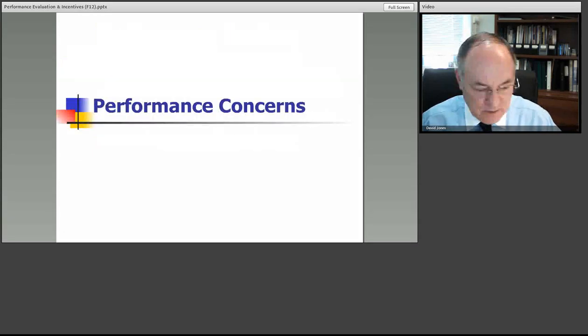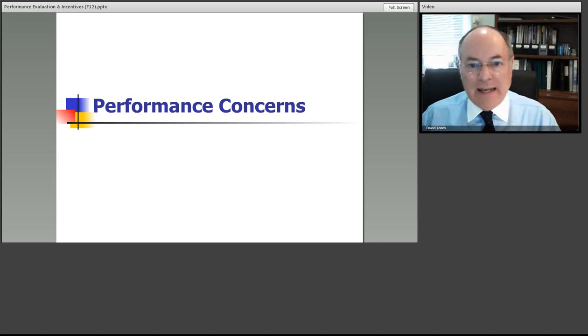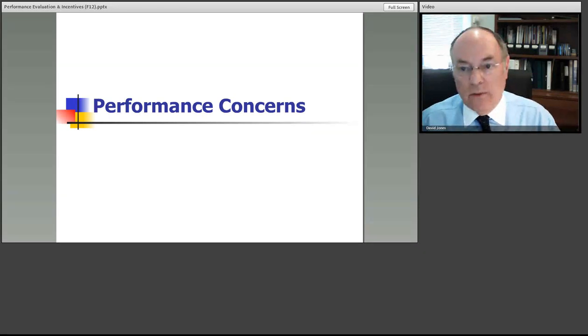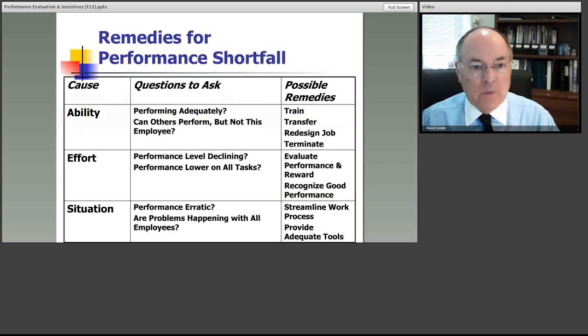So let's talk about some performance concerns. All right, now you've done the evaluation and things aren't going the way you expected them to in one way or another. So what do you do about it? Well, this little chart I think is a great one because it's a simplified method of saying what you do, but it also gets right to the point.